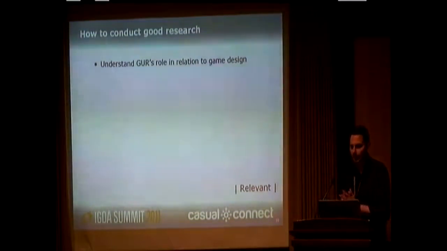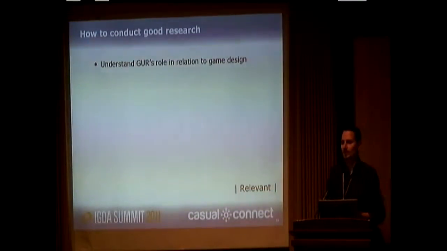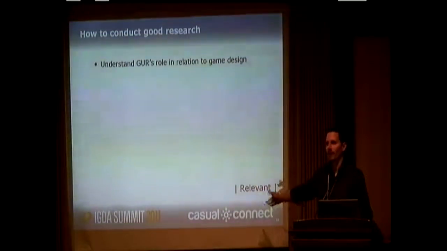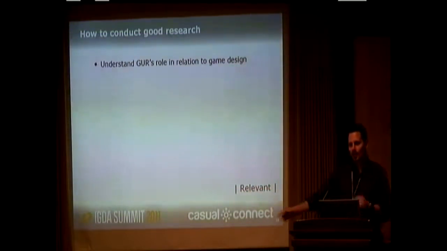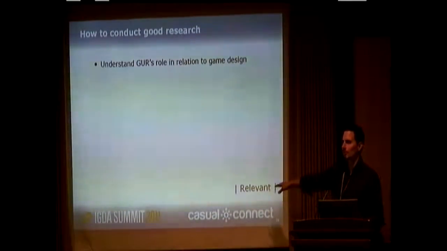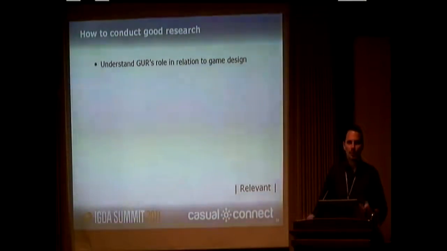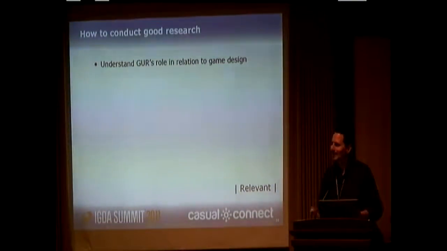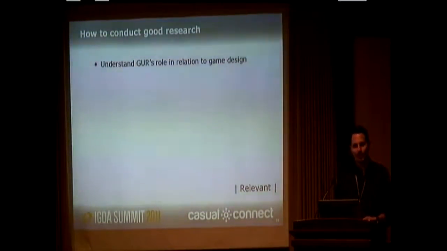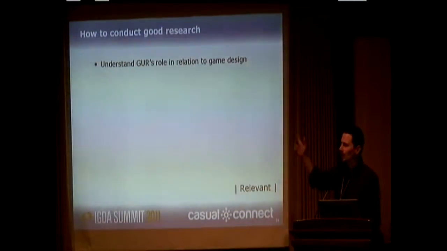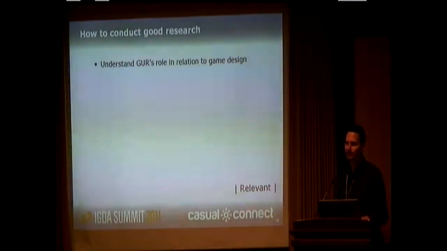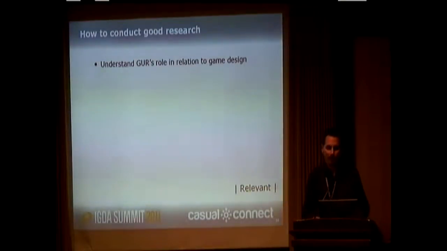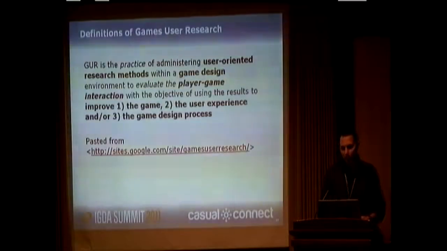Okay, so the first thing you need to do is understand game user research's role in relation to game design. What I've done is I've put the criteria along the bottom, and I've highlighted those criteria that I think if you get this step wrong, you're going to have the most problems in this area. So it's really just showing how these relate. And also, if you're running games user research and the data doesn't seem very relevant, you can come back and look at this and ask, did we get all these steps right before we went into testing?